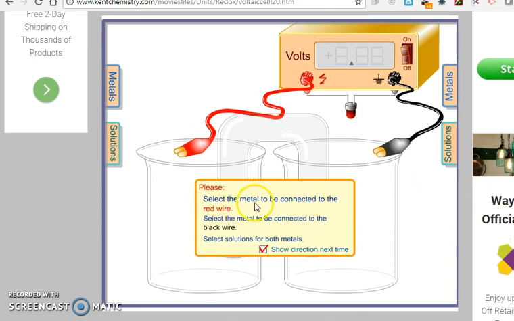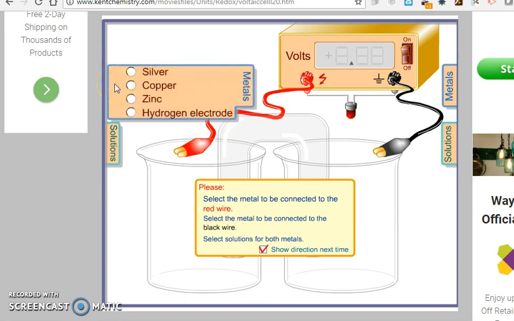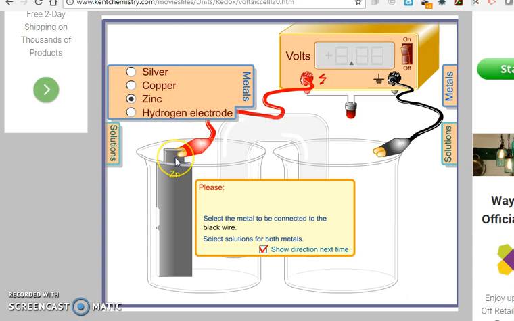It says, please select metal to be connected to the red wire. So we have to go up and select a metal. They give us choices: silver, copper, zinc, or the hydrogen electrode. I'm just going to ignore the hydrogen electrode. We're going to do silver, copper, zinc. If you look on table J, you'll see the highest one is zinc. So we'll put zinc there, okay? And so we did that.